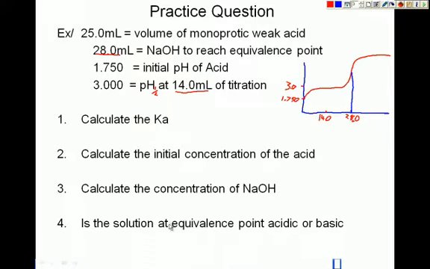You're just going to use the initial concentration of the acid, and use stoichiometry to figure out the concentration of the NaOH. You'll have to use the volumes in order to calculate that. And then finally, tell us whether the solution at the equivalence point is an acid or a base. Okay, so take a few minutes, put the video on pause, and try to finish these questions.